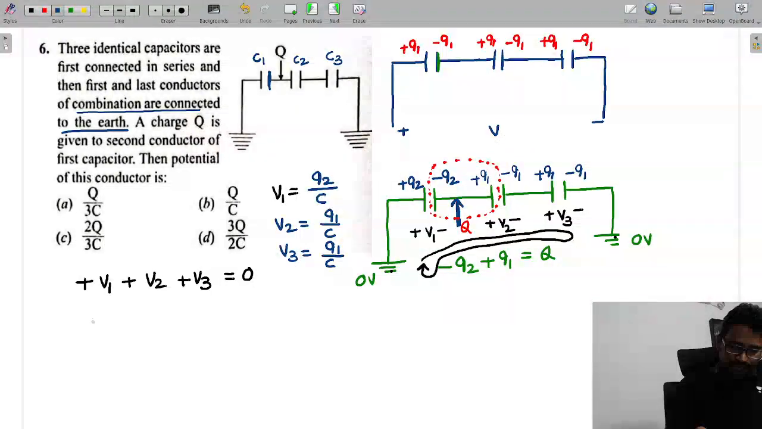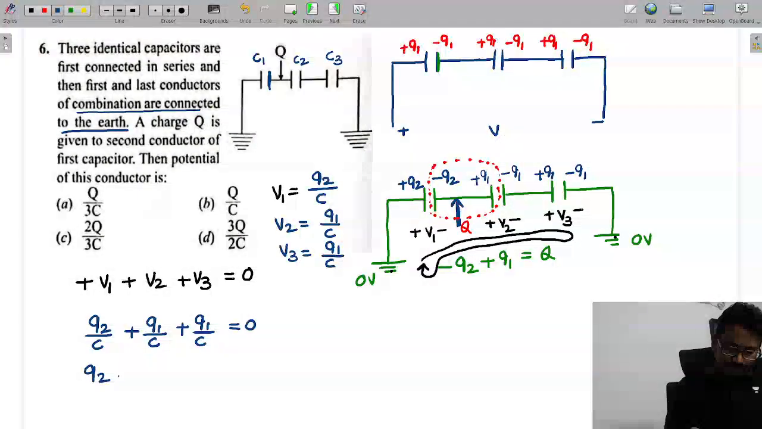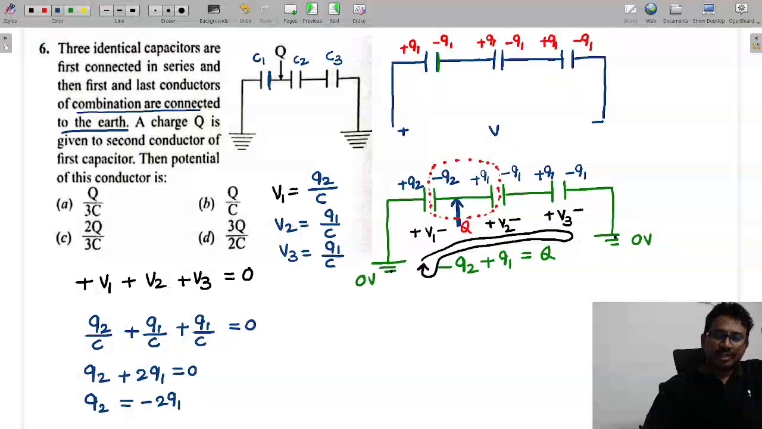So V1 plus V2 plus V3 gives Q2 by C plus Q1 by C plus Q1 by C, which is equal to 0. So C gets cancelled. What do I get? Q2 plus 2Q1 is equal to 0. That means Q2 is minus 2Q1.